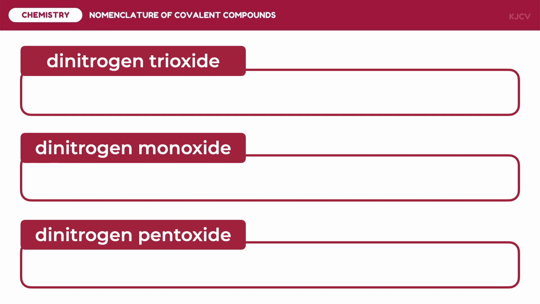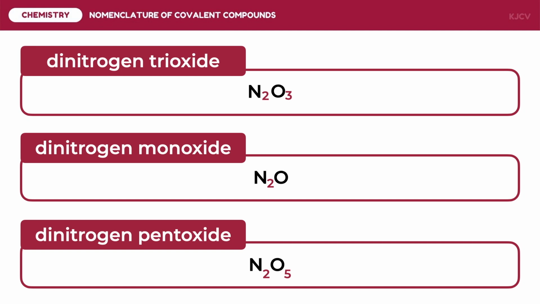Identifying the nonmetal elements involved, we have nitrogen or N and oxygen or O. Next is we are going to write the numerical counterparts for all numerical prefixes. 2 for dinitrogen and 3 for trioxide. Next is 2 for dinitrogen and 1 for monoxide. Lastly, 2 for dinitrogen and 5 for pentoxide. We are going to omit 1 as a subscript. So we have N2O3 for dinitrogen trioxide, N2O for dinitrogen monoxide, and N2O5 for dinitrogen pentoxide.